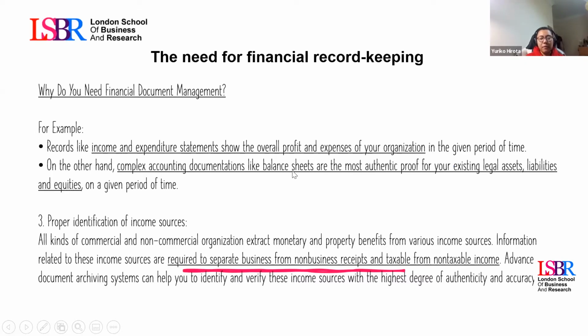Here we have some examples. Records like the income and expenditure statement show the overall profit after all expenses in your organization. So the most important financial statements are based on this income and this expenditure that are in the system. If we have very good management in the record keeping, we will have better financial statements, better reports, better documents in order to inform about the company.